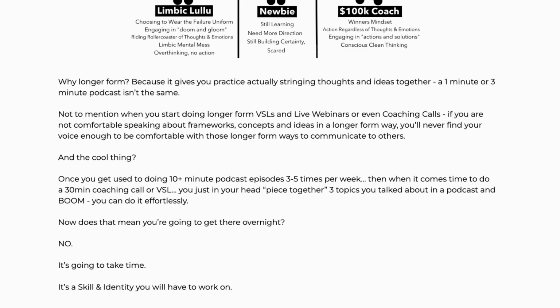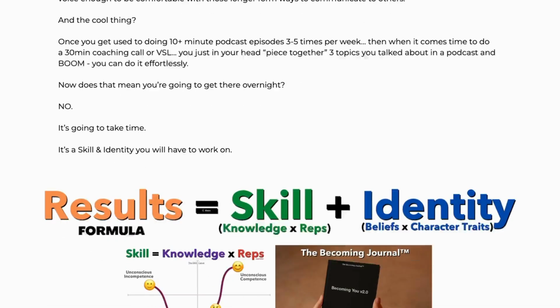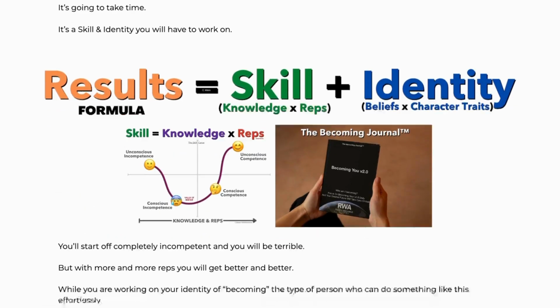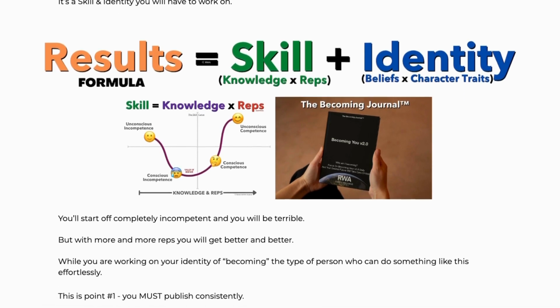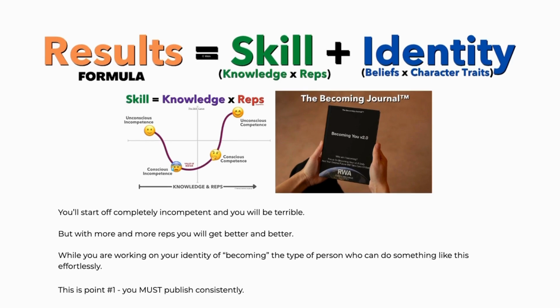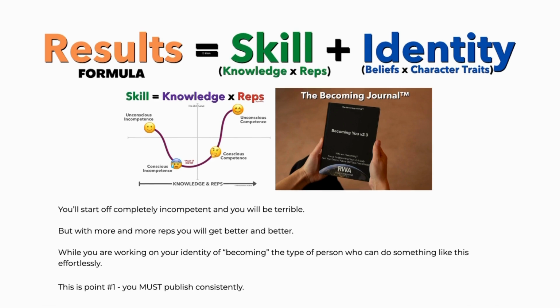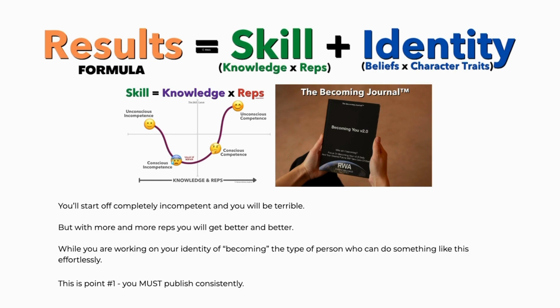Now, does that mean that you have to get to the point of publishing 10-minute podcast episodes on a regular basis overnight? No, of course not. It's going to take time, right? There's a skill and there's an identity that you have to work on. And there's a results formula. We talk about the results formula equals skill plus identity. Skill equals knowledge times reps. Identity equals beliefs times character traits. And so you are going to start off completely incompetent and you are absolutely going to be terrible at this. I'm telling you right now, but the more and more reps that you get, the better and better you're going to become.